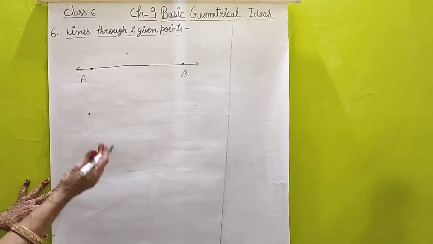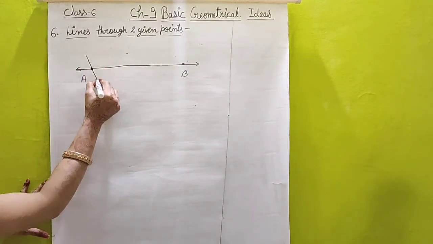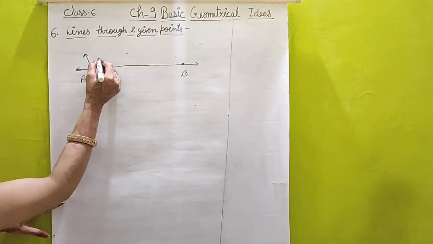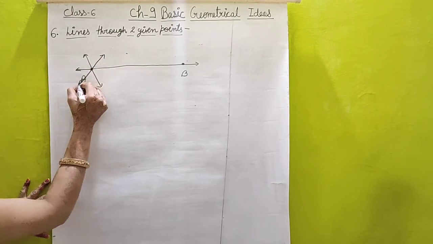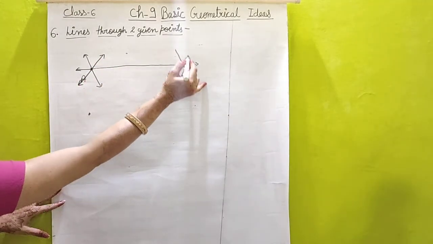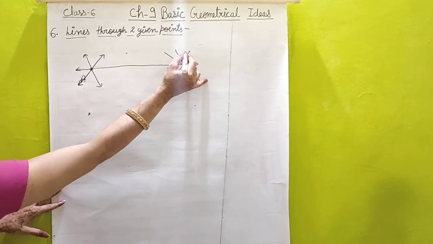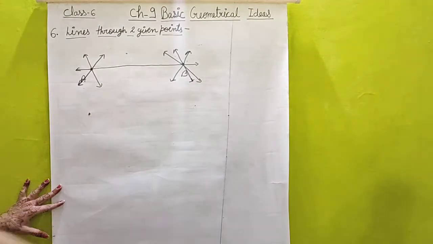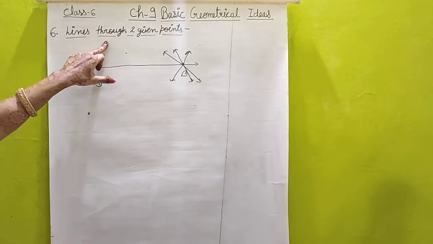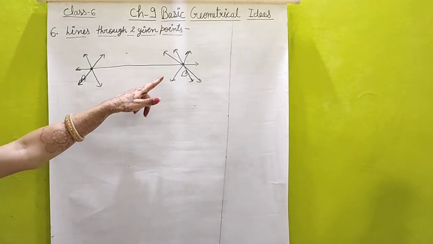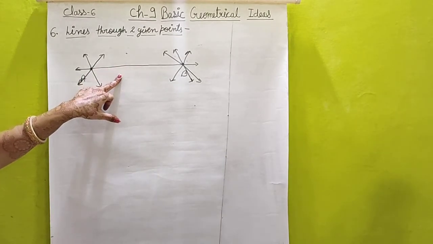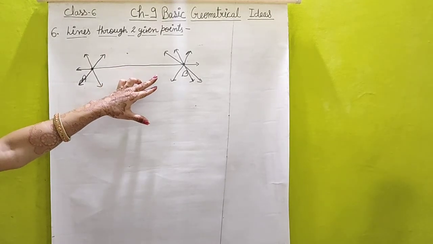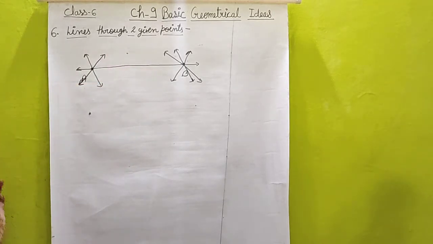Suppose I draw more lines, like this, it will not go through point B. This line will also not go through it. If I draw a line like this, it will not pass through point A. So students, when 2 points are given, only one line we can draw by including both points. So only one line we can draw.